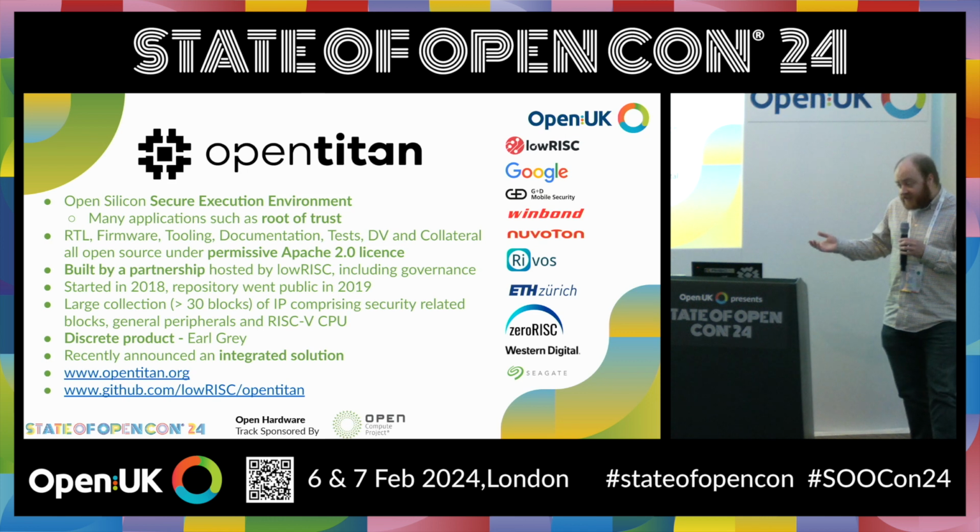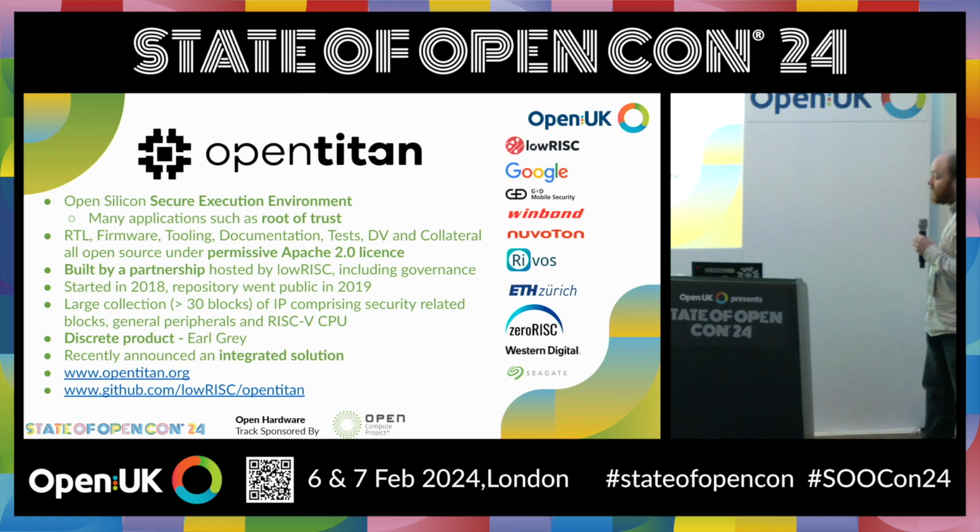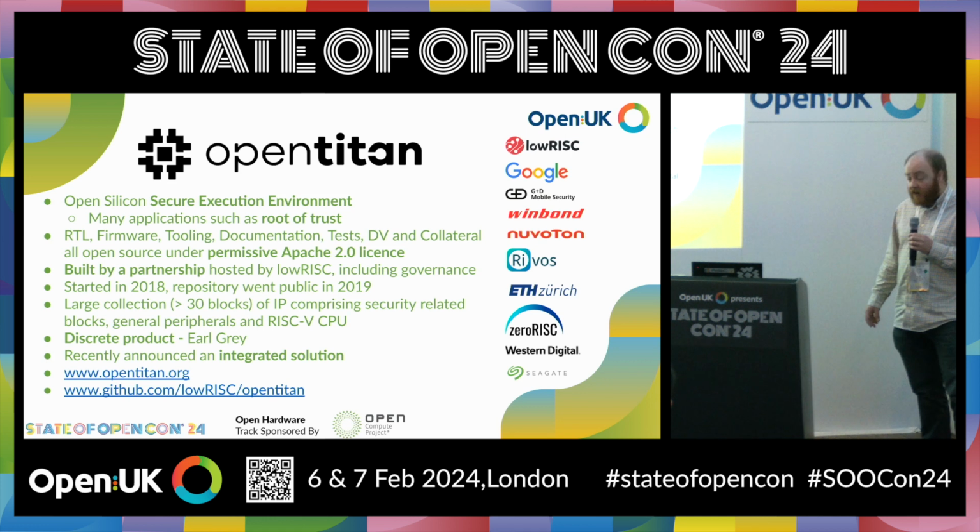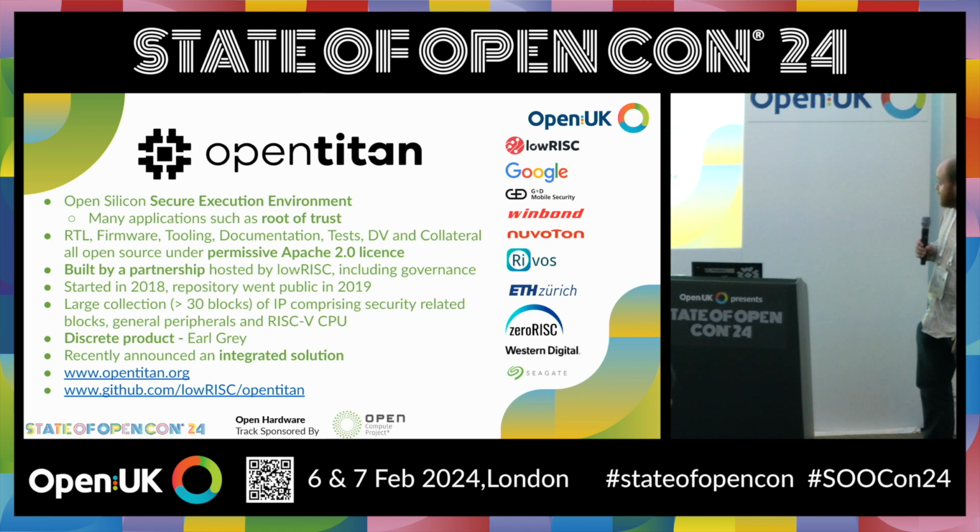Low Risk's part in this is we host the governance model. So we're not in charge, we just host the governance model. So we help things like the steering committee run. I'll talk about that in a minute. And we also provide a bunch of the engineering resource. So we've got about 20-something people, and the vast majority of them are engineers working on OpenTitan and other projects. However, a lot of the engineering has also come in from our partners here.